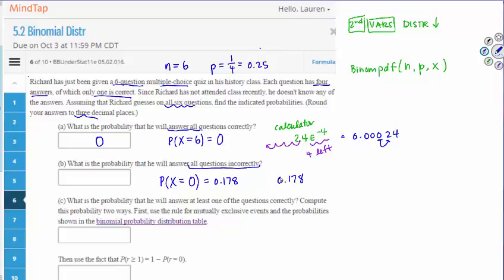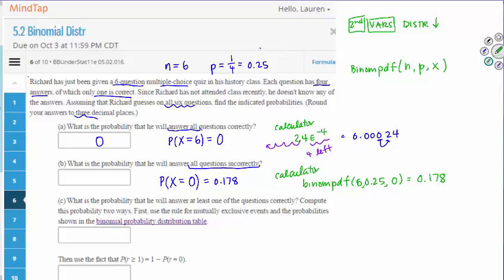Also in the calculator. So I suppose I should write that. Calculator, binom PDF. 6 trials, 0.25 chance of guessing correctly, 0 correct. Gave 0.178. Same answer.